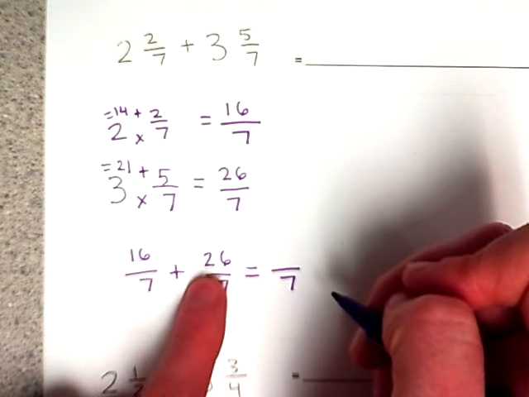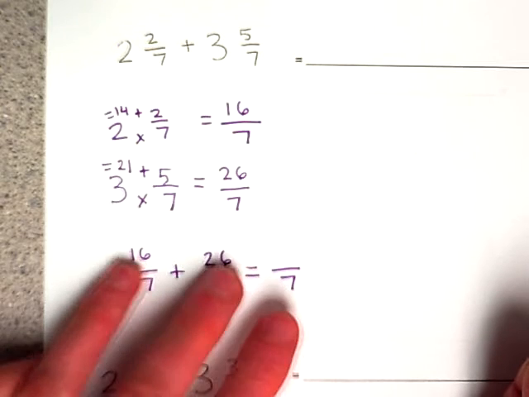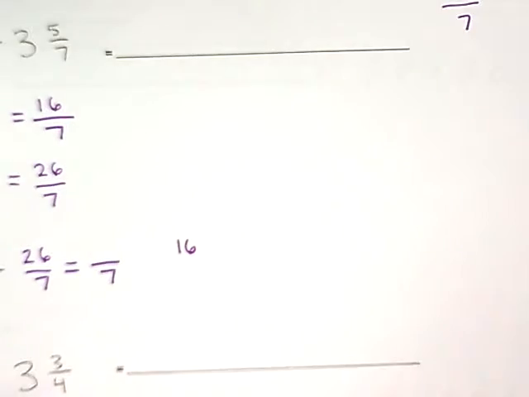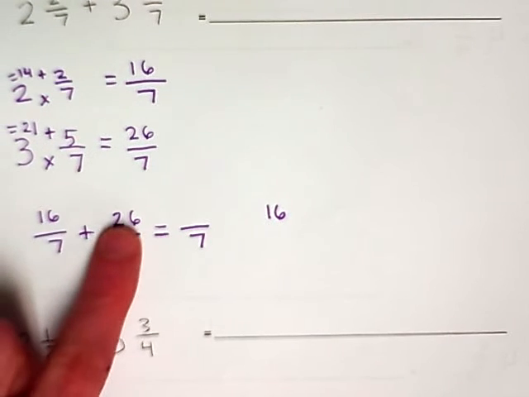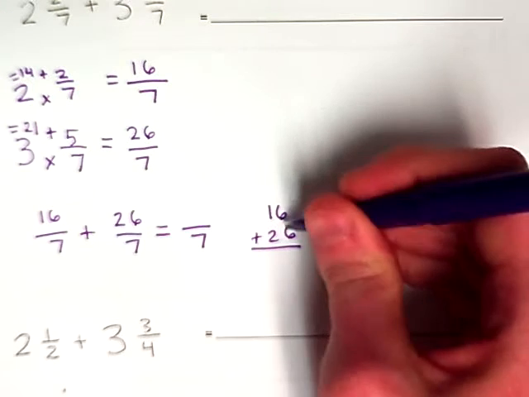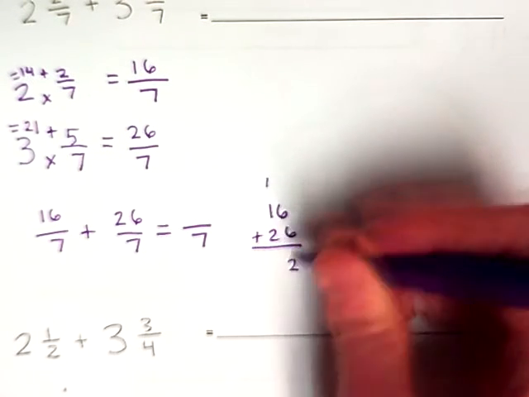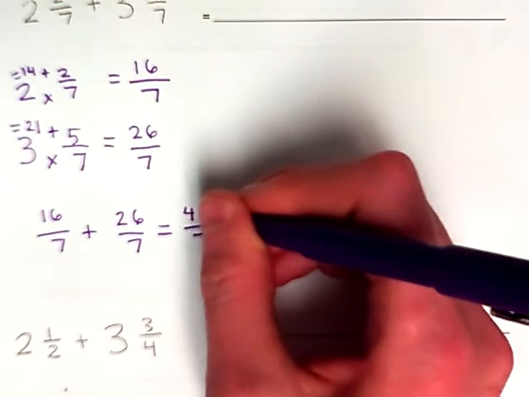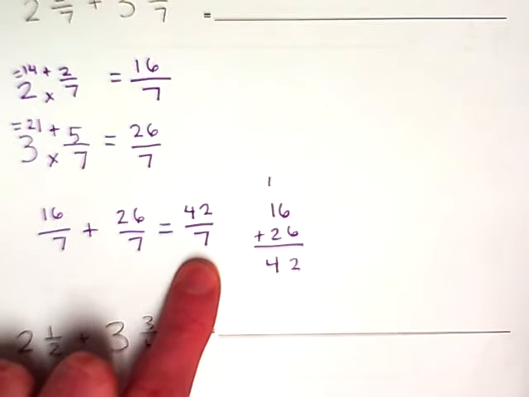And this is for addition and subtraction of fractions. And then we just actually add the numerators. So I can do that work on the side. 16, so I got that from here, 16 plus 26. I'm going to add 6 plus 6 is 12, 2, 3, 4, so I get 42. So written as an improper fraction, 42 over 7.